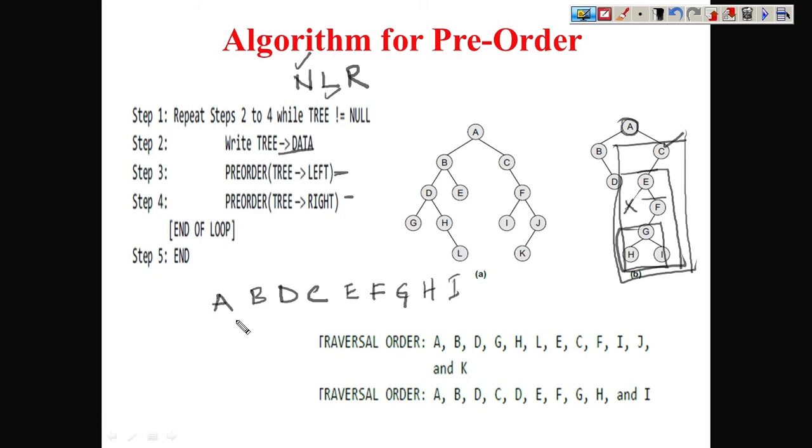So this is the example: A, B, D, C, then E, F, G, H, I. What we have written here, A, B, D, D, C, is a mistake, because D cannot be traversed two times. This is wrong. So the answer is A, B, D, C, E, F, G, H, I. This is how we can do the pre-order traversal.